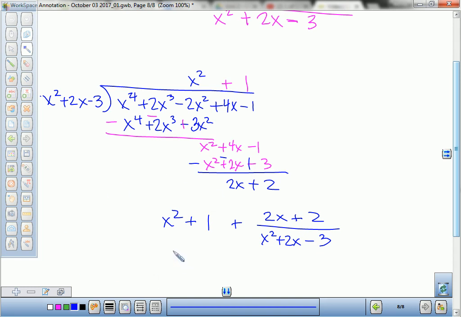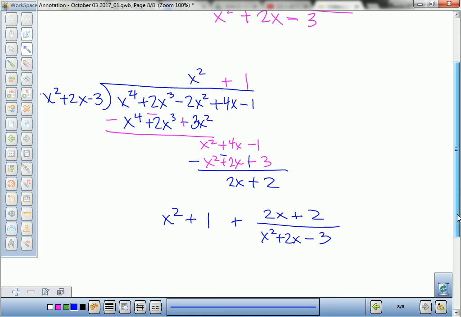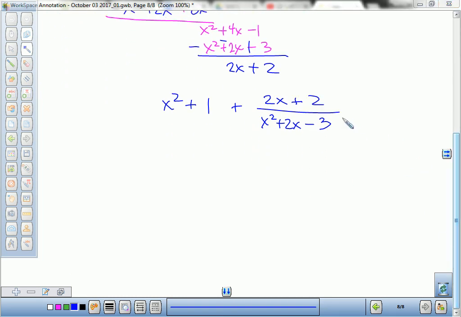Pretty cool. And then this part, we can break it down further over the denominator. You won't get points off if you put the x squared plus 1 in parentheses; it's not wrong. Alright, so now this we can break down further, because the denominator breaks down into x minus 1, x plus 3.